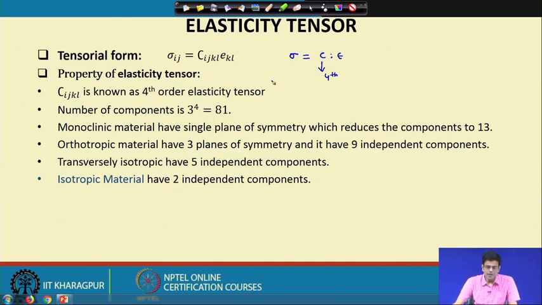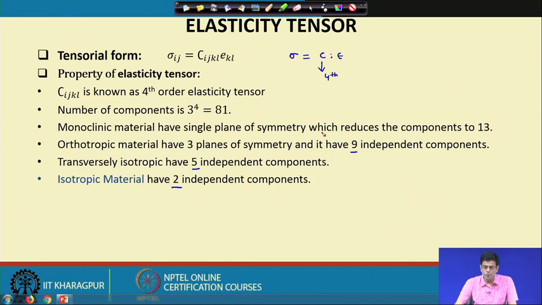Based on the property of these coefficients, or how they are arranged in this matrix C, we can have different materials. If the material possesses a single plane of symmetry, it is known as a monoclinic material. If it has 3 planes of symmetry, then it is an orthotropic material, and we will see 9 independent components.